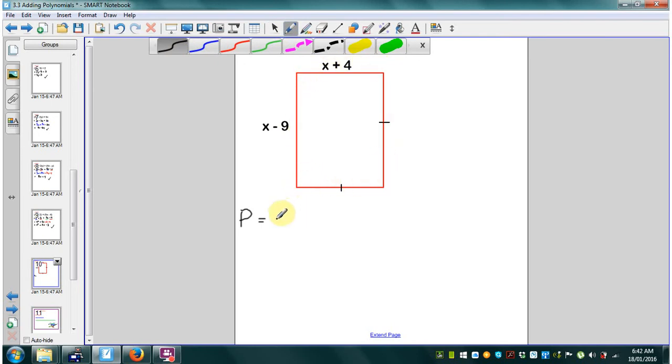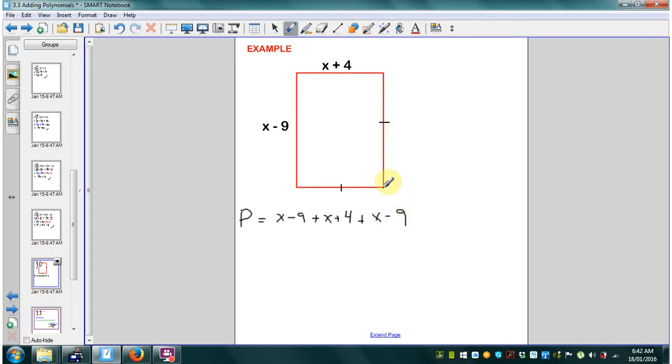So we add together x minus 9 plus x plus 4 plus, and what's this side going to be here? This is the same as this side, so we have another plus x minus 9. And then our final side is down here, which is the same as this one. So we add together x plus 4.